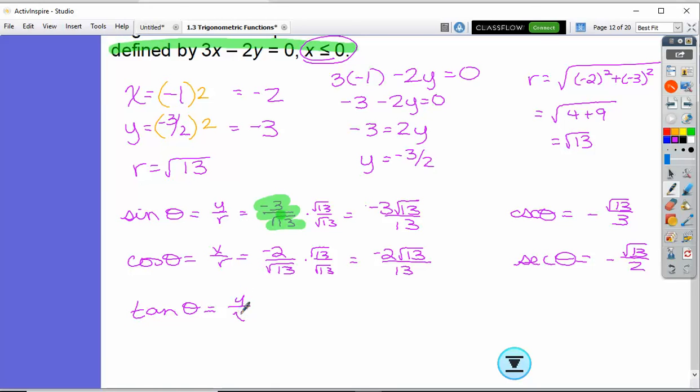Tangent is y over x. So negative 3 over negative 2. To reduce that, just make them both positive. Negative divided by a negative is positive. And then cotangent is the reciprocal of tangent. So it would be a positive 2/3.